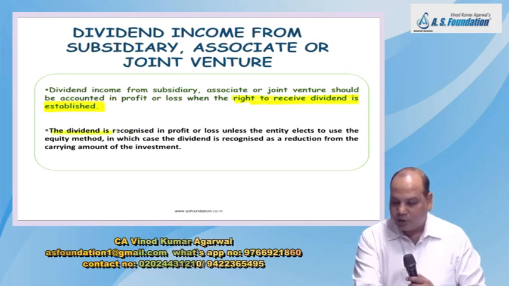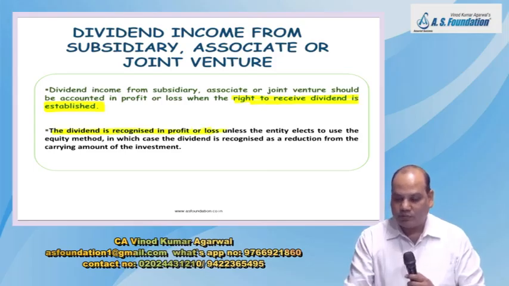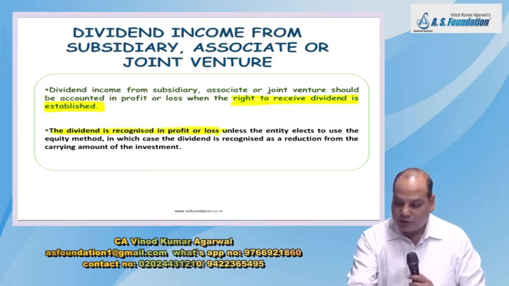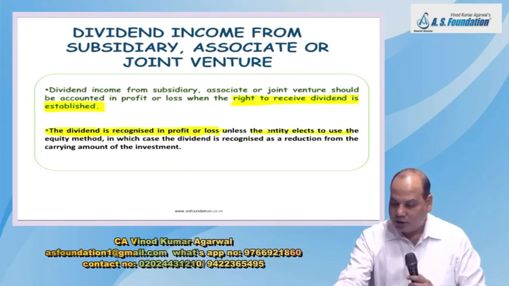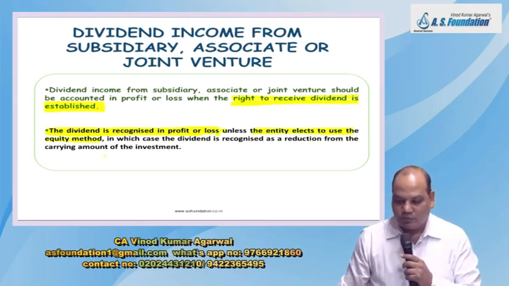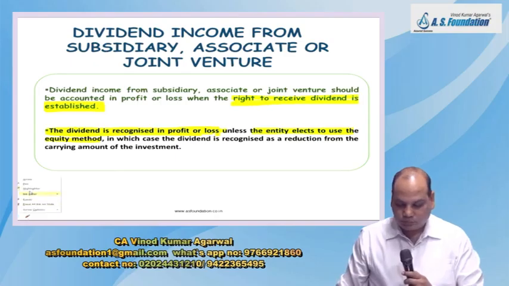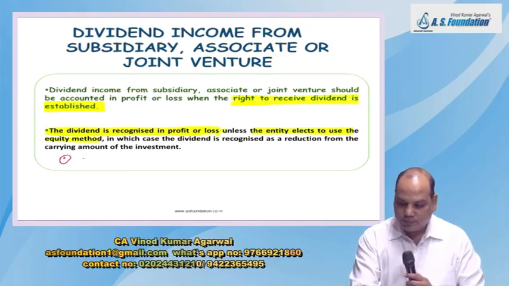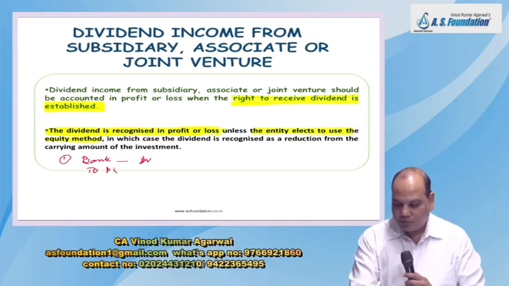So what is the treatment of dividend income? Dividend income will be recognized in profit and loss account. First rule, when the right to receive is established. Second, the dividend income will be shown in profit and loss account unless the entity elects to use the equity method, in which case the dividend is recognized as a reduction from the carrying amount of the investment. So accounting treatment will be: bank account debit to P&L account.